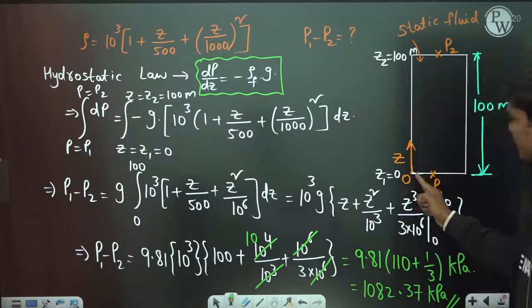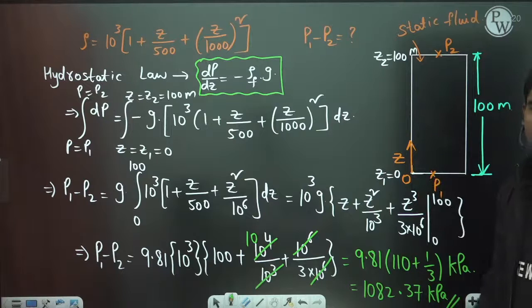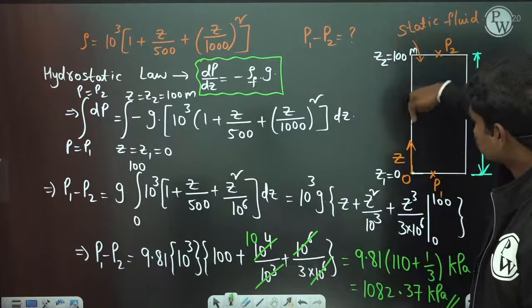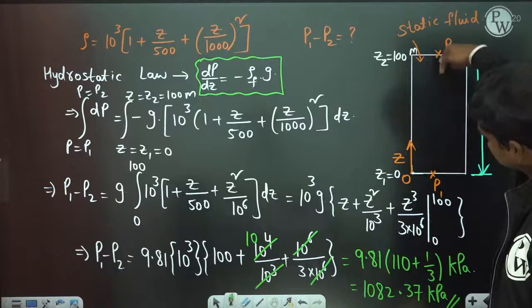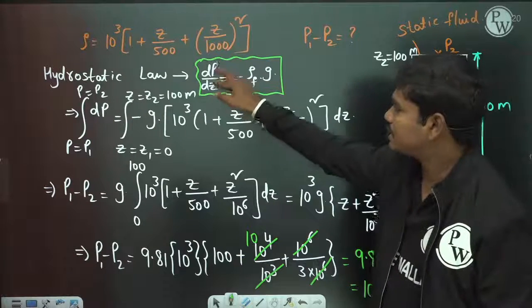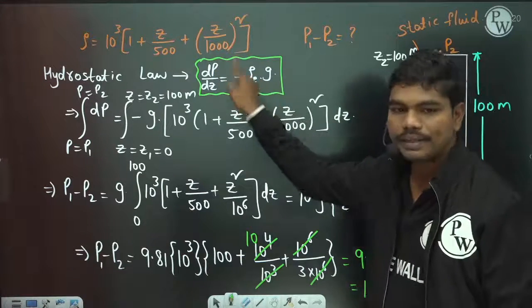In this case, they have again given the same condition, Z in the upward direction. But if Z is measured in the downward direction, then what happens? As Z increases, pressure also increases. So dP and dZ will both have the same sign, and then there won't be this minus sign. Clear?